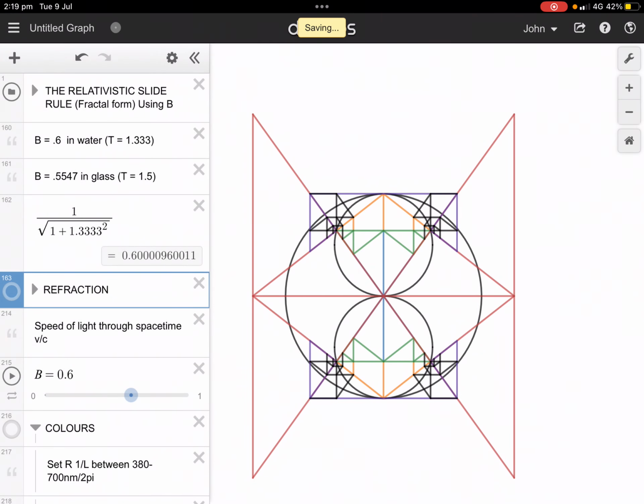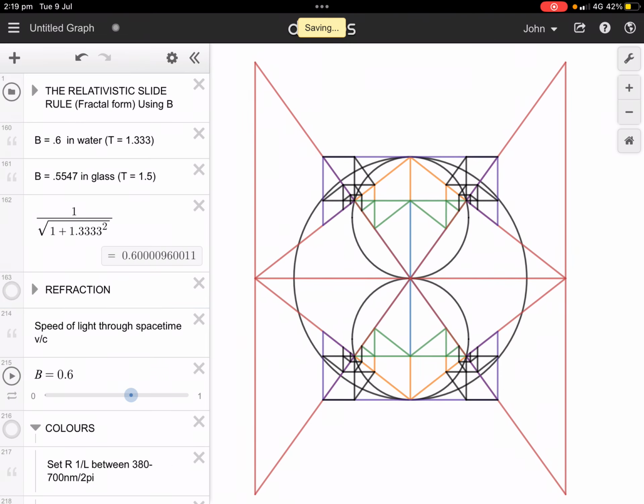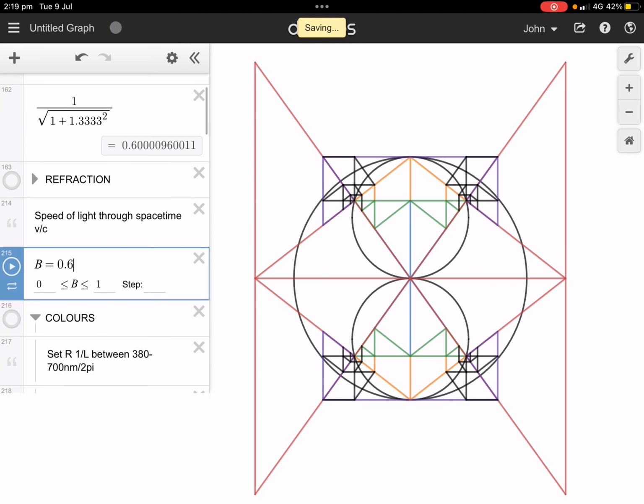Okay, back on refraction. I think I've got a better idea now. There you have the relativistic slide rule, and I've set it with a B value of 0.6.